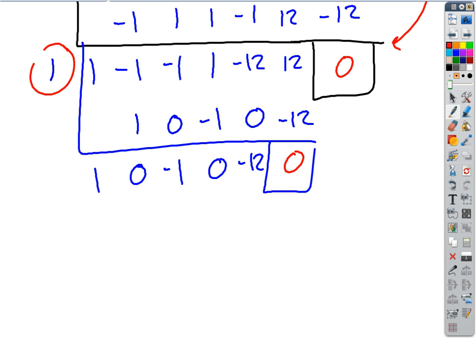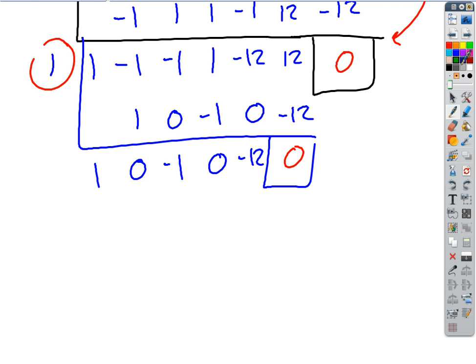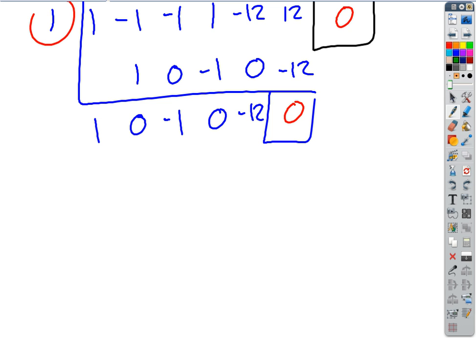Go down to the next layer. Okay, well, I don't know. Does 1 work again? Let's see. 1, 1. Tell me when you know it does or doesn't.